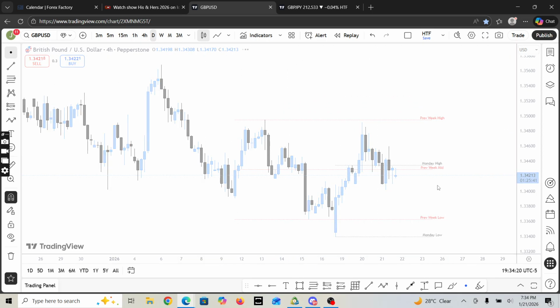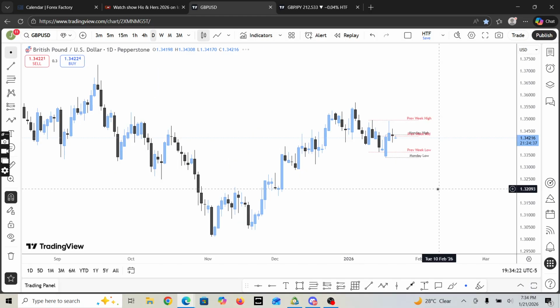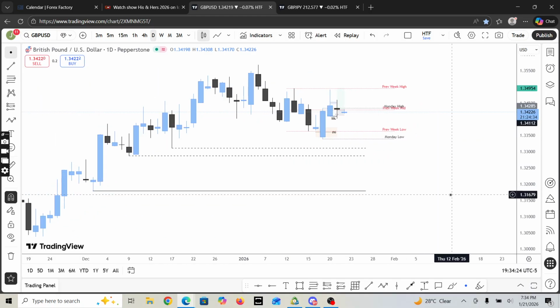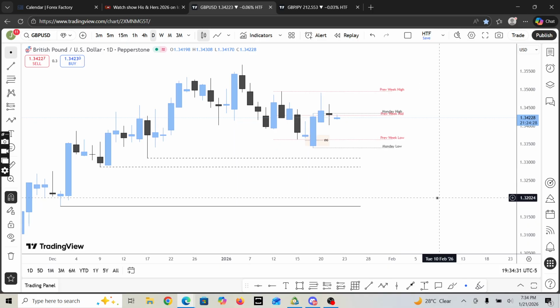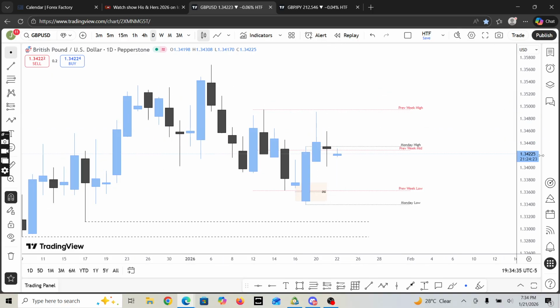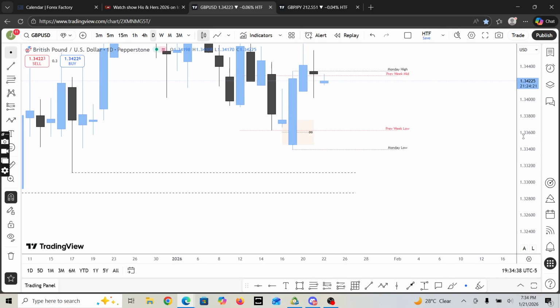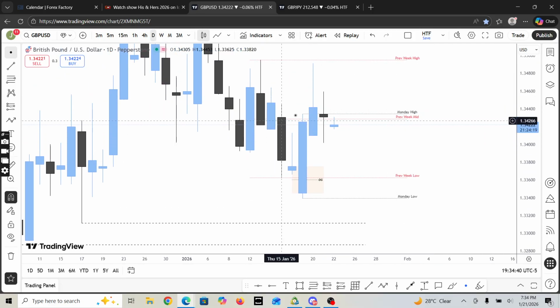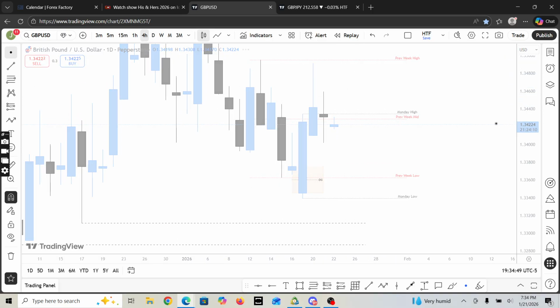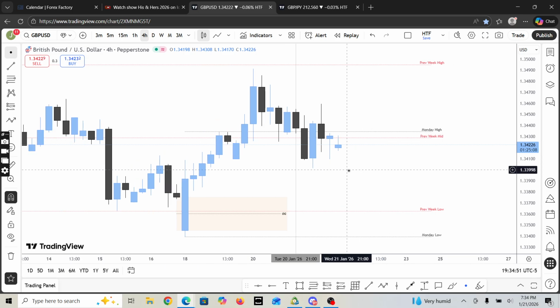Cable on the daily. And clean chart. Cable on the daily. So it actually came back to close within Monday's trading range. Yesterday, Tuesday, we closed above it. Wednesday, we came back. We are back closing inside of it. So let's see the H4 if we have anything.